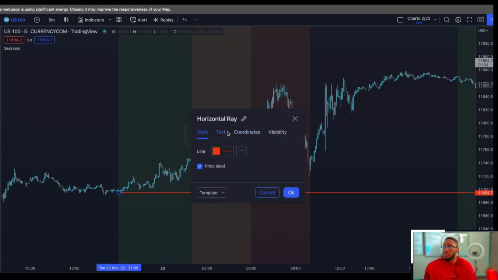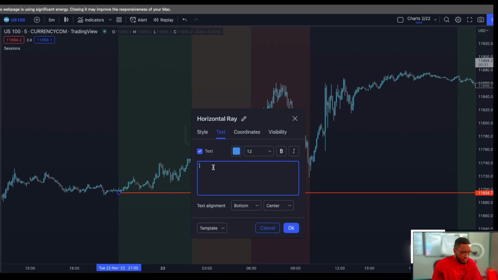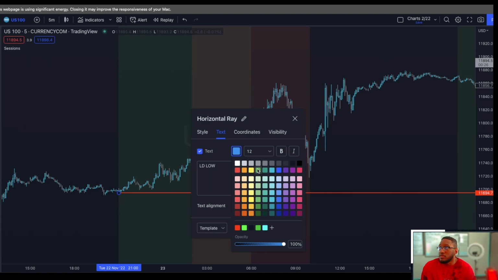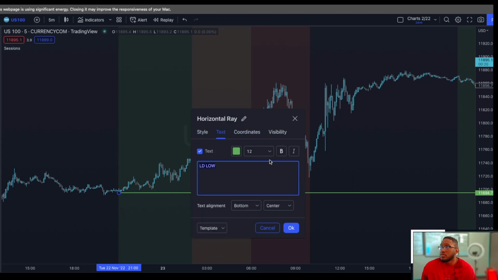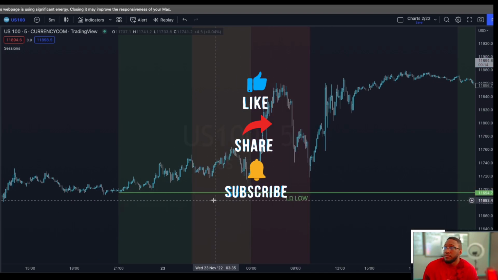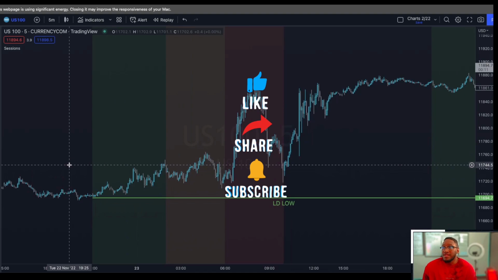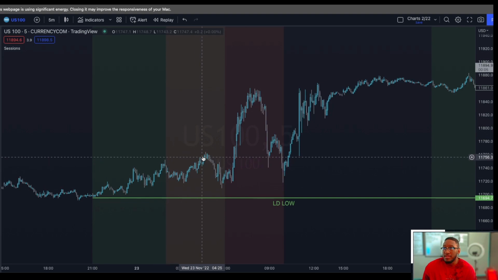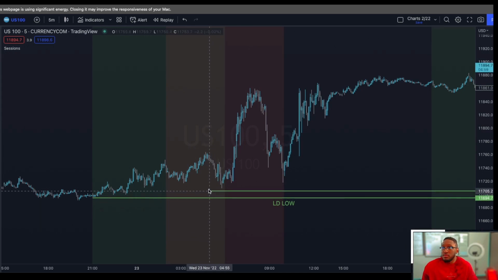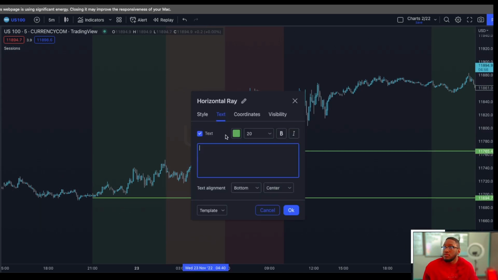So let's type in text, London low. Now let's make this green, style green. Text, we're going to put it at 20, bottom center. London low, right? So where is London's high? It's not here, it's not here. This is technically the overlap, so this is London's high. Let me put the text here: London's high, okay?